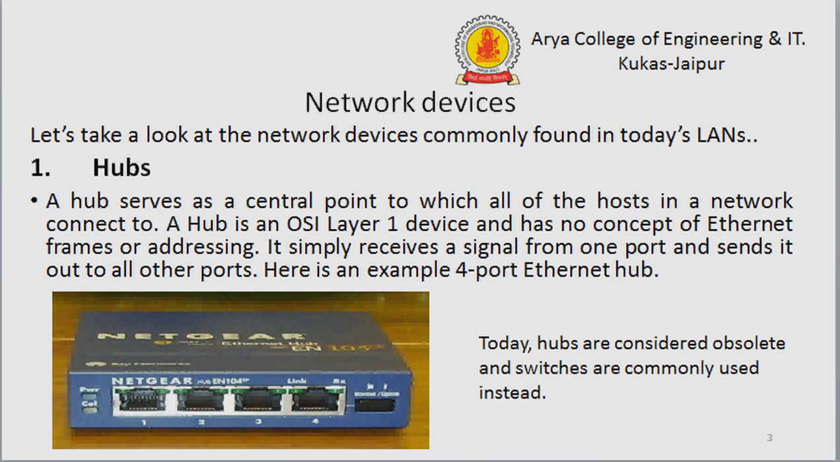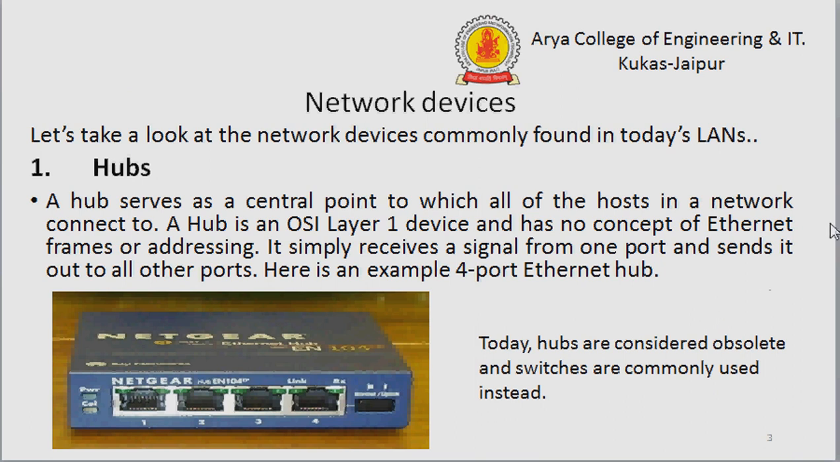First network device is hubs. A hub serves as a central point to which all of the hosts in a network connect. A hub is an OSI layer 1 device and has no concept of Ethernet frames or addressing. It simply receives a signal from one port and sends it out to all other ports. Here is an example of a 4 port Ethernet hub.